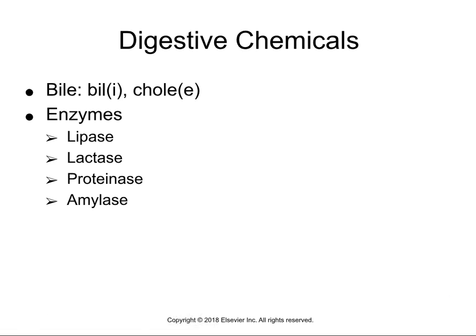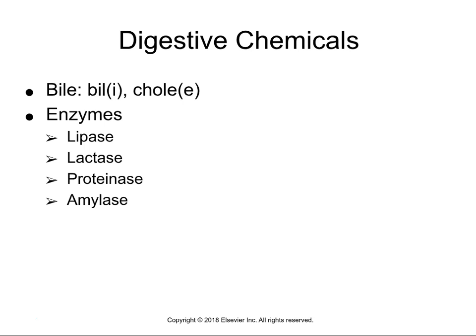Next, we have our digestive chemicals. We have two main digestive chemicals, bile and enzymes. Bile is a digestive chemical that breaks fats into smaller particles. This is preparing them for further digestion and absorption. You have two combining forms for bile. You have bili and chole.